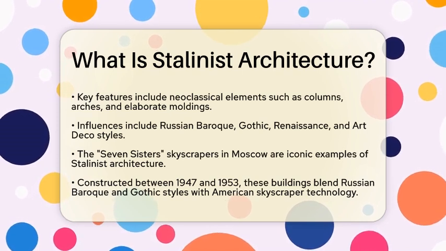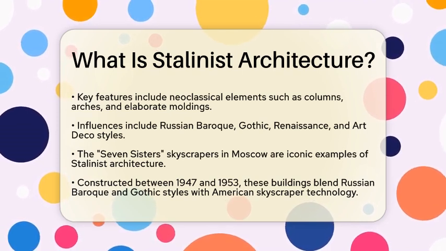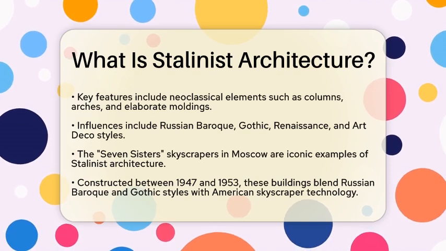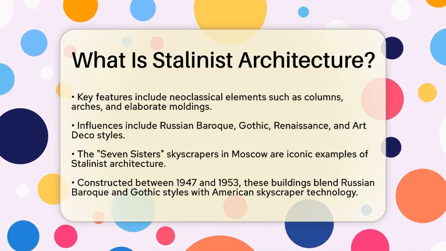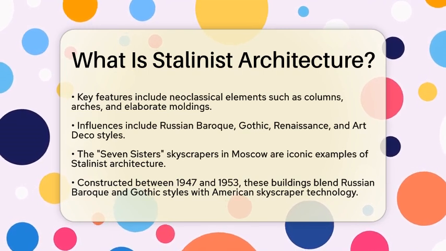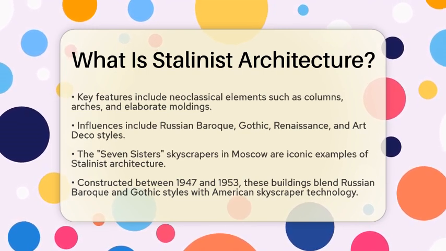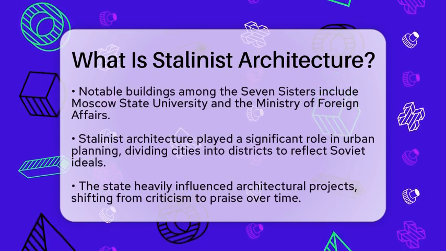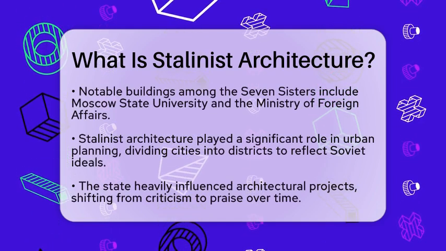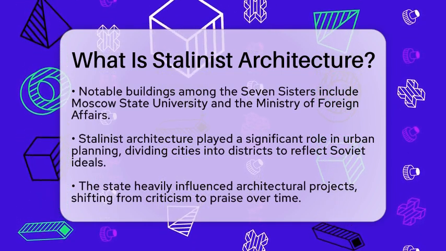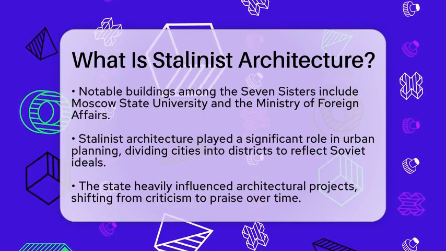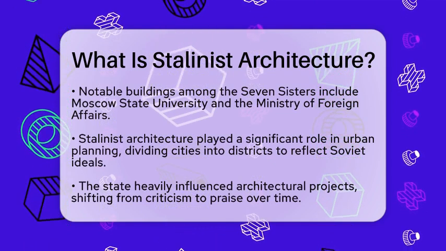Stalinist architecture was not just about looks, it also played a role in urban planning. Cities were designed with specific plans that divided them into districts. The architecture aimed to transform the city's image and reflected Soviet ideals. The state heavily influenced architectural projects, sometimes changing its stance on styles and buildings from criticism to praise.